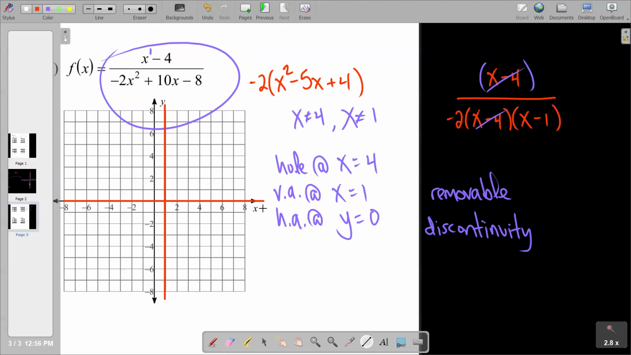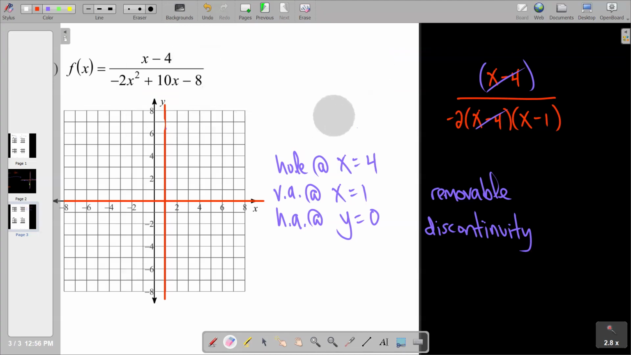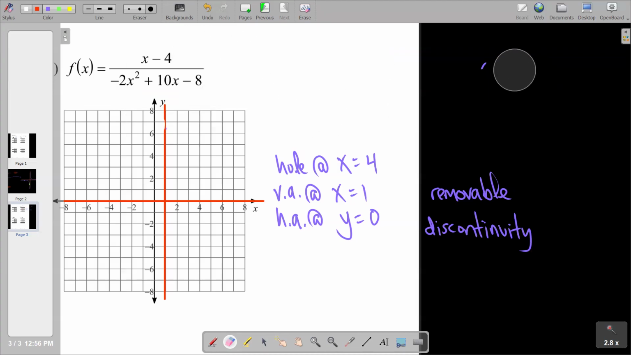We've never seen one quite like this before, so we probably don't want to make any assumptions about what it's going to look like. Since the X minus 4 is canceled, could we simplify? You can use the simplified version or you can use the unsimplified version. That's a good question. I think the question you're asking is, can I consider or think of the function as 1 over -2 times X minus 1? The answer is sure.